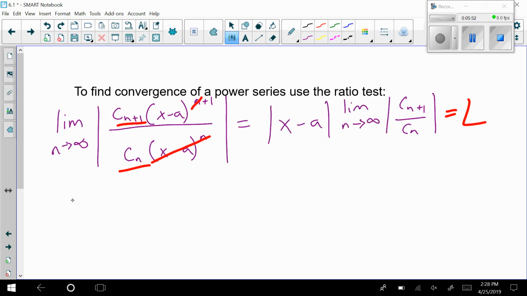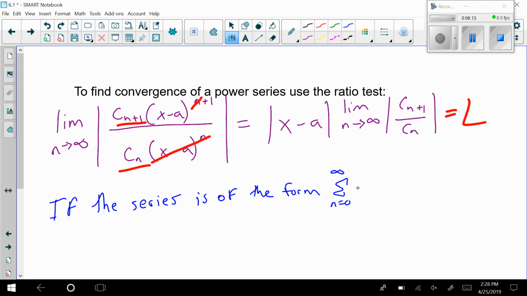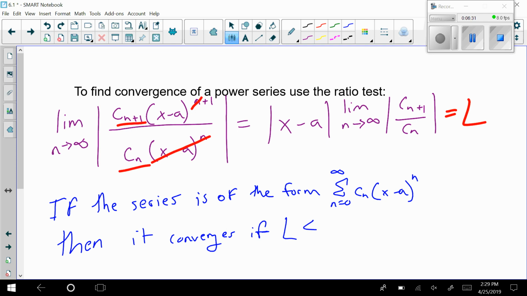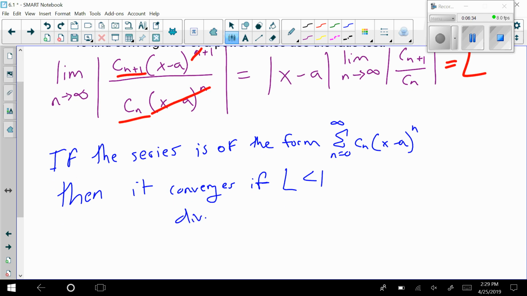Now, if the series is of the form summation from n equals 0 to infinity of c sub n times x minus a to the n, of course this is a power series, that's the definition there, then it converges if L is less than 1, diverges if L is greater than 1, and is inconclusive if L equals 1.